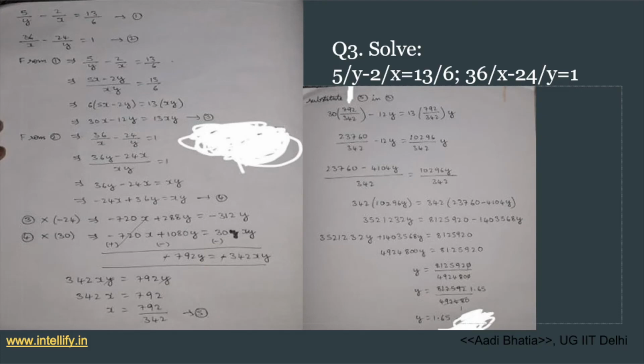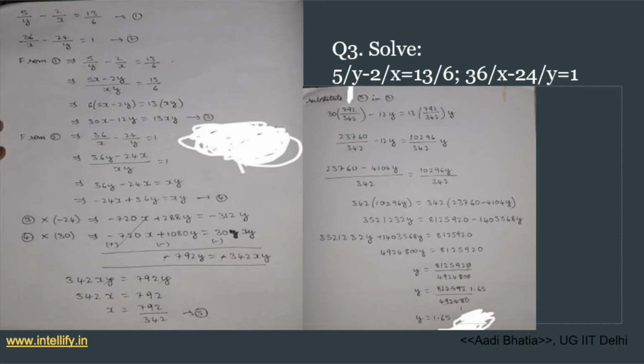Now from equation 2, 36/x minus 24/y is equal to 1. We have taken the LCM again here, so 36y minus 24x upon xy is equal to 1, which gives minus 24x plus 36y is equal to xy, which we will take as equation 4.